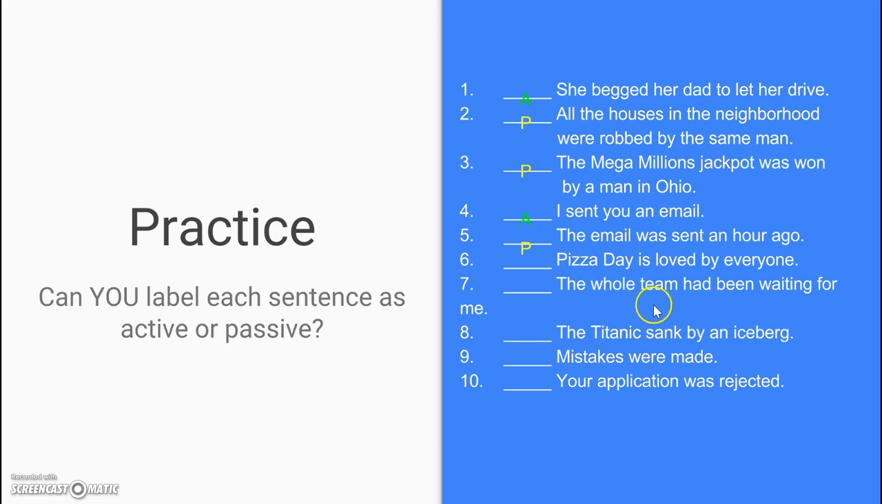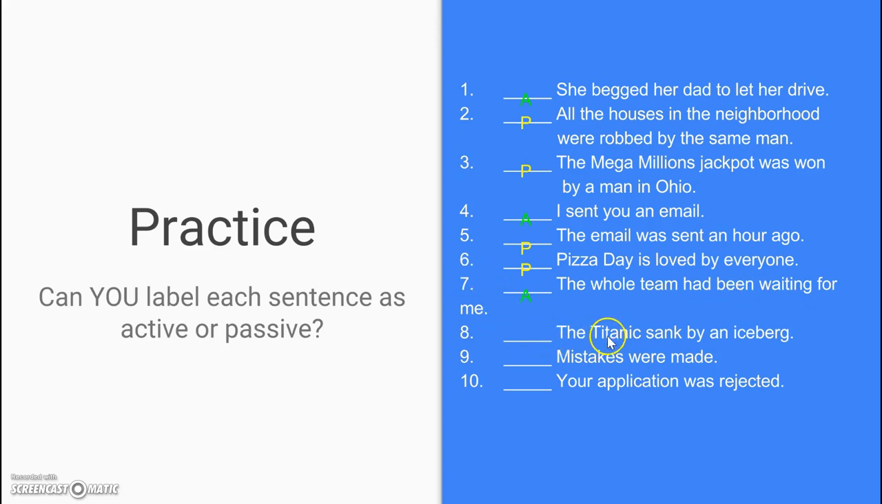Number 6, "Pizza Day is loved by everyone." In other words, everyone loves Pizza Day. Number 6 is passive. Number 7, "The whole team had been waiting for me." Now, this is also kind of a trick. "Had been waiting" is a form of past tense. Just because it has a being verb in it doesn't automatically make it passive. The whole team in the past tense was doing the waiting for whom? For me. So this is active even though it's got a being verb in it.